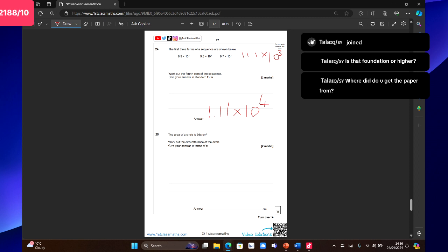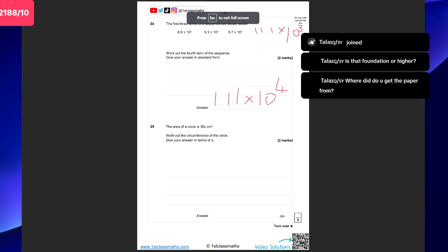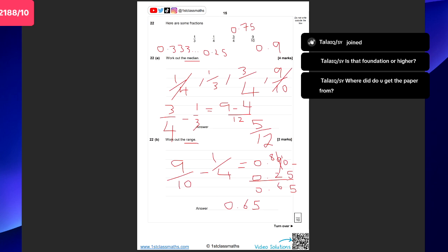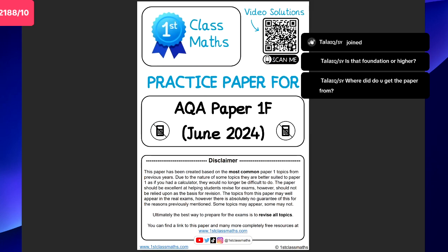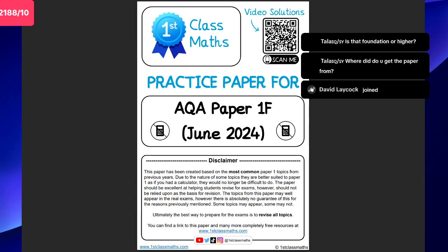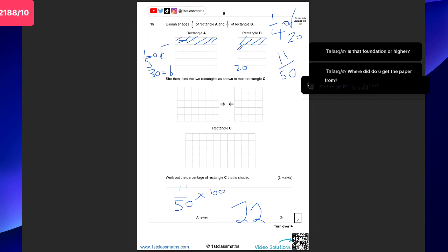Okay, so great question, Tyler. So I got this here from the First Class Maths website. If you look here, it's here. So this is First Class Maths there. Can you see at the top? So the First Class Maths website. This is a practice paper for this year's exam. So yeah, it's called First Class Maths.com.